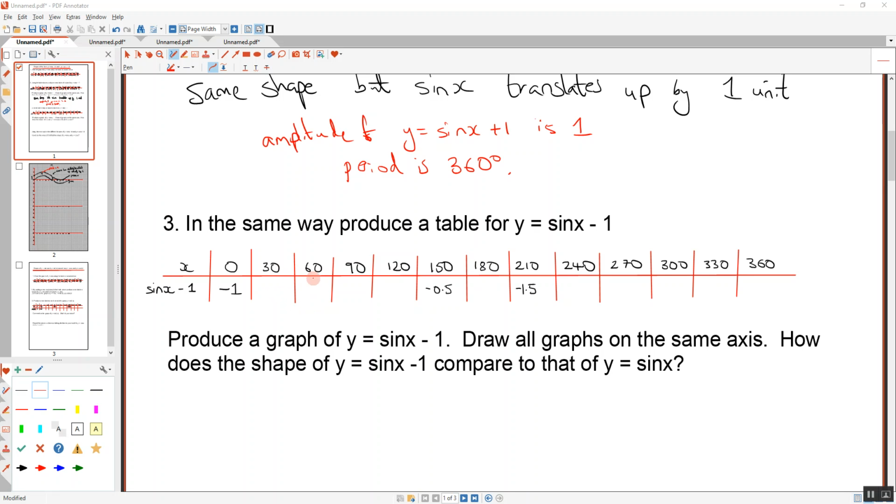I fill in each of these. Sin x, take away 1.